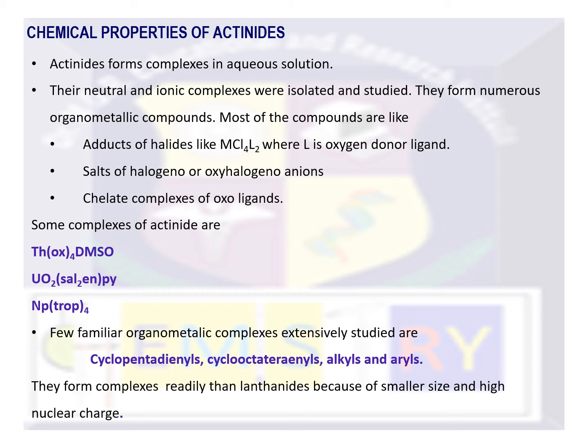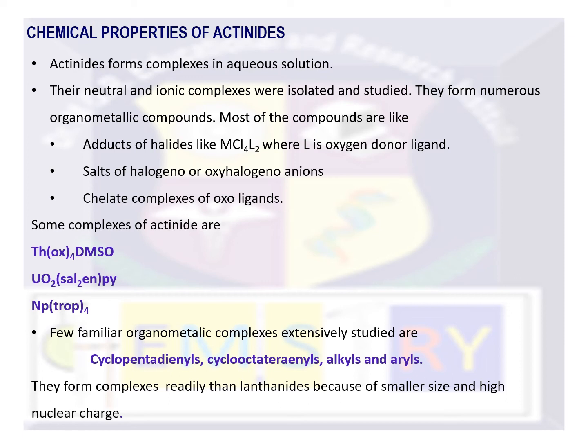So there will be a ligand also present in it, and the whole complex can be a neutral one, or can be a cationic complex or an anionic complex. So these complexes were isolated and further studied to know about the structure of it, to know the oxidation states, to know the magnetic property, and for various reasons these complexes were isolated and studied. These actinides also form numerous organometallic compounds.